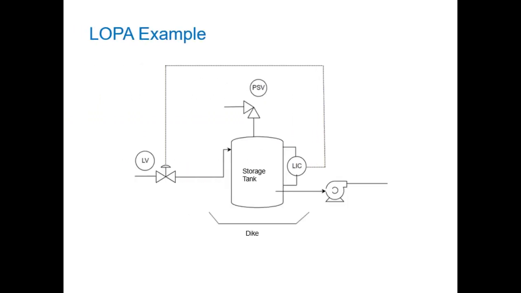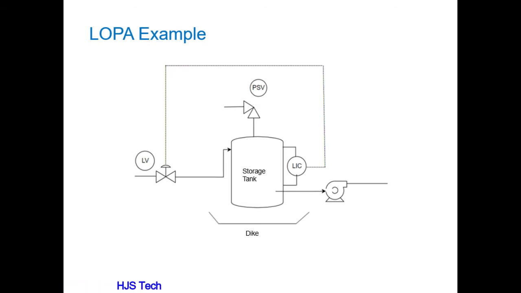Let's look at this example. A high vapor pressure liquid hydrocarbon or chemical is stored in a vessel. A level controller is installed to control the liquid level via an inlet control valve. If the vessel is overfilled, chemical will be released through a pressure safety valve (PSV) and will be contained in a dike. HAZOP indicated that the level indicator controller (LIC) might fail, which results in overfilling the tank.